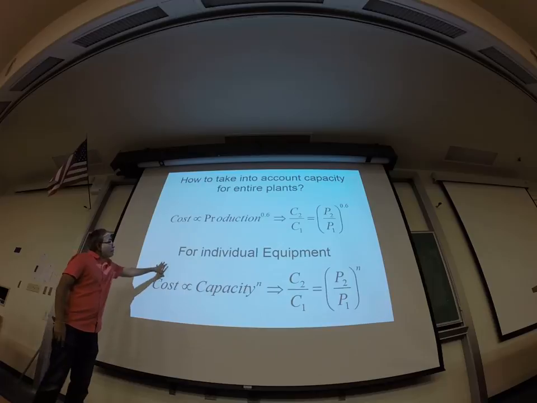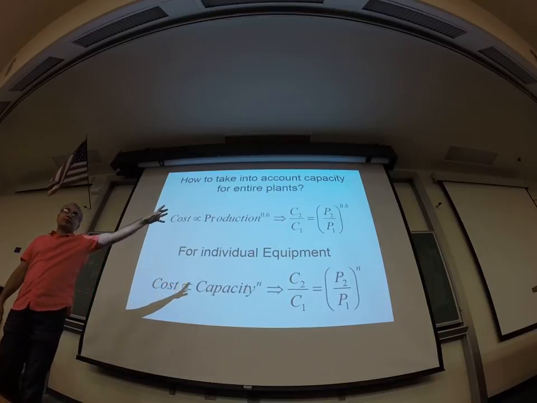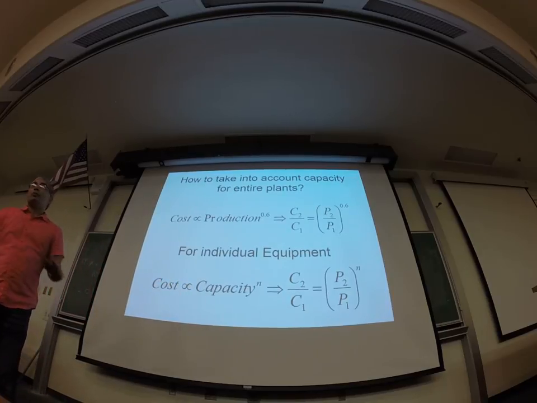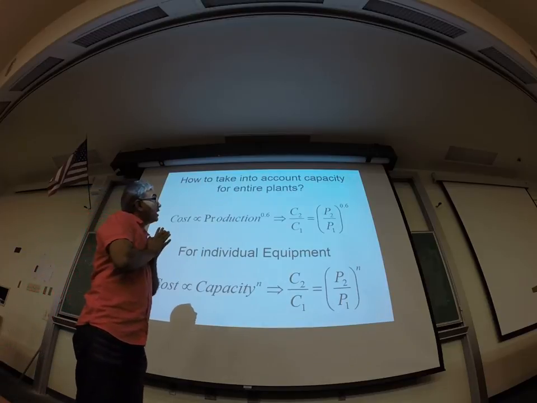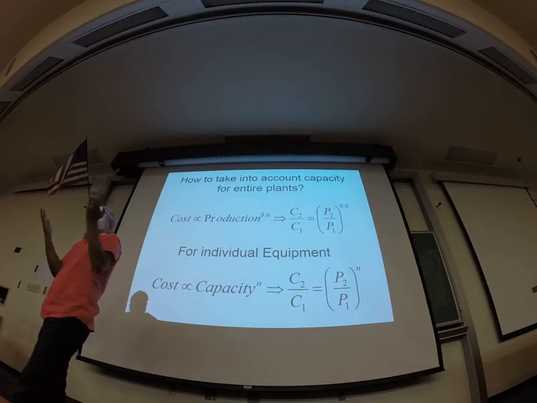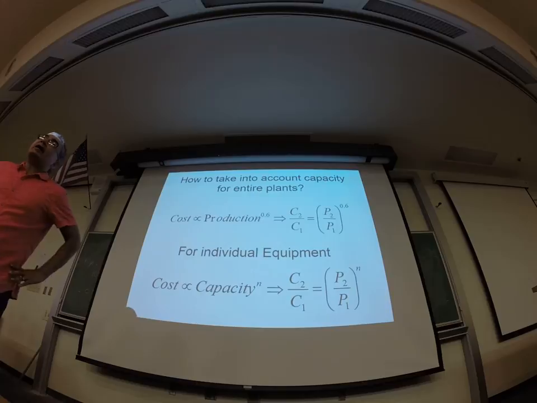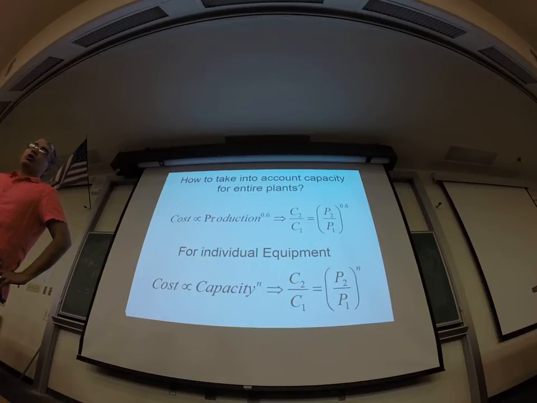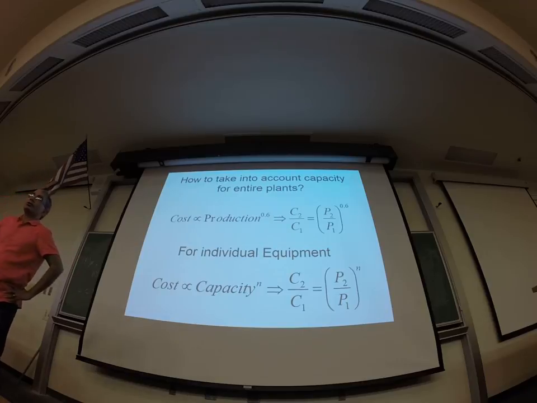Now for individual equipment, this equation also sort of works, except the cost exponent is not 0.6. So you could ask yourself, why is the cost exponent 0.6 for the entire chemical industry? Is there a theorem? Is there a law that gives you the answer? No. Lots of data basically says that.